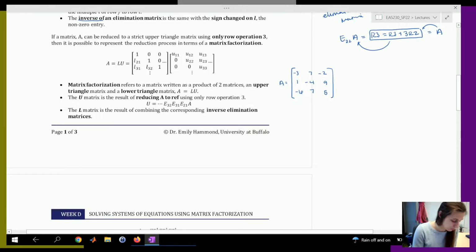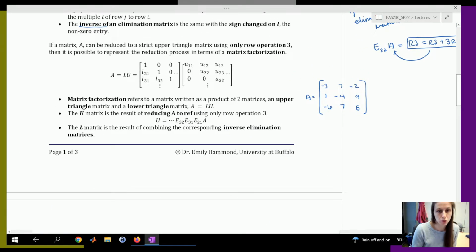So it turns out if matrix A can be reduced to a strict upward triangle matrix using only row operation 3, so essentially strict upward triangle matrix is what we get when we do REF, using only row operation 3. Remember, row operation 3 is defined as Rx equals Rx plus some multiple of Ry. Keep in mind, some people define it as minus L Ry, so just keep in mind what that sign is.